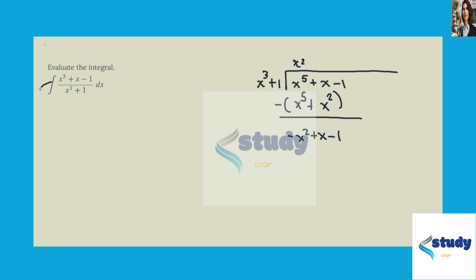So coming back to the original problem, we can rewrite this integral. Our quotient was x squared. That's from up here. And then we had our remainder. So let me go ahead and pull out this minus sign. Actually, I'm going to take a step back here. I'm going to just write this as a plus, plus our remainder, over x cubed plus 1. Okay.